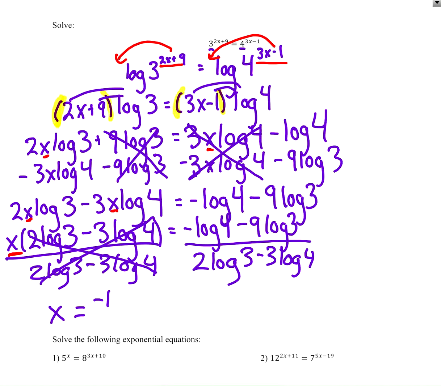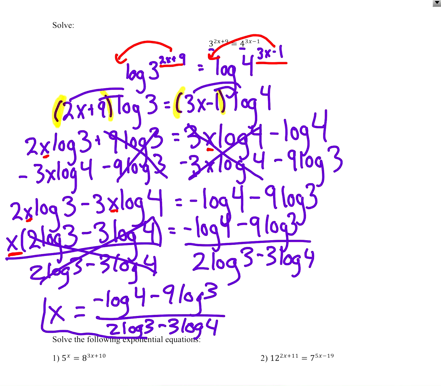So that'd be negative log of 4 minus 9 log 3 all over 2 log 3 minus 3 log 4, and that is our answer. Circle that because that is our answer.